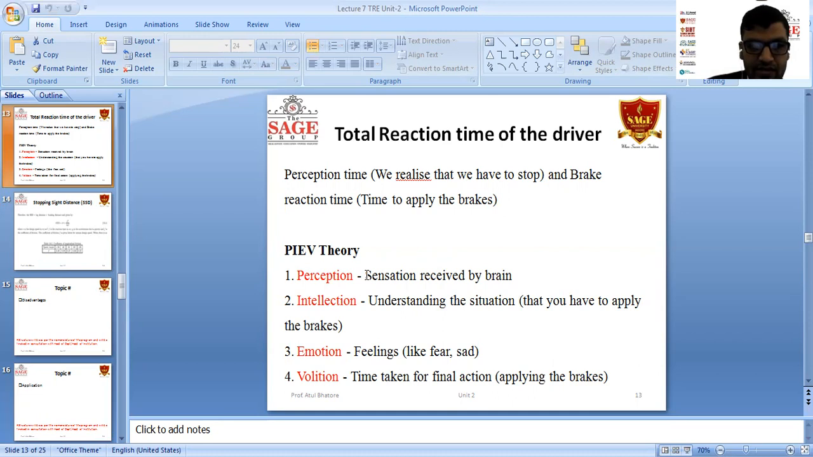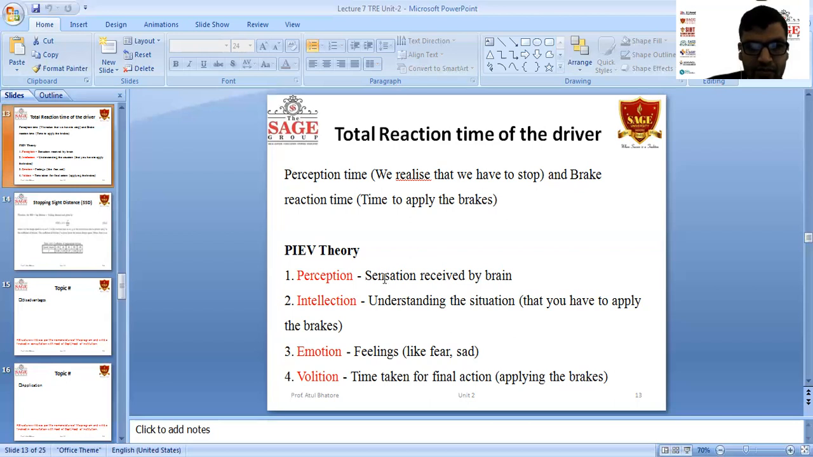Number two is intellection. Whenever the mind receives sensations or signals from the organs of the human body, our mind starts to handle the situation. This particular phase is called intellection. At the same time, various emotional things start going on in the mind, like fear, anger, anxiety, or something like that. So this is called emotion. And last is volition. It means time taken for final action.